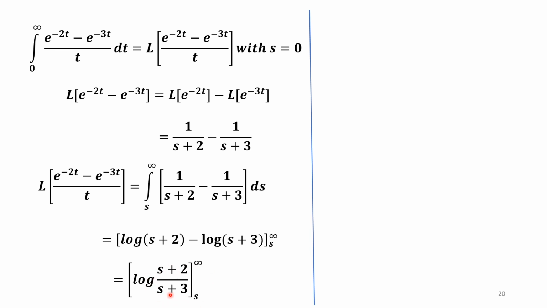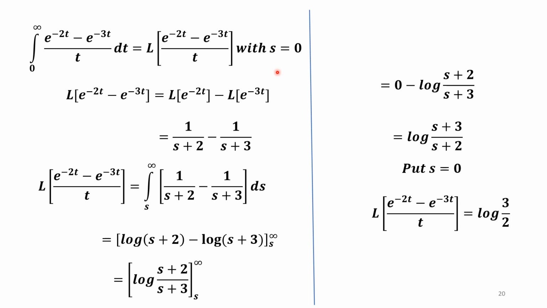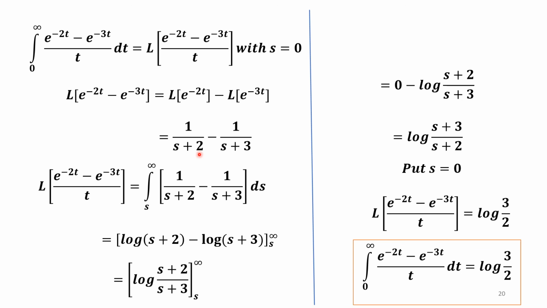That will become 0. So we will have 0 minus log of this answer. And to remove this minus sign, I can take the reciprocal of this fraction. So I can write log of s plus 3 upon s plus 2. Now we have to put s is equal to 0. So when s is equal to 0, the Laplace transform will become log 3 by 2, or this integral is equal to log 3 by 2.